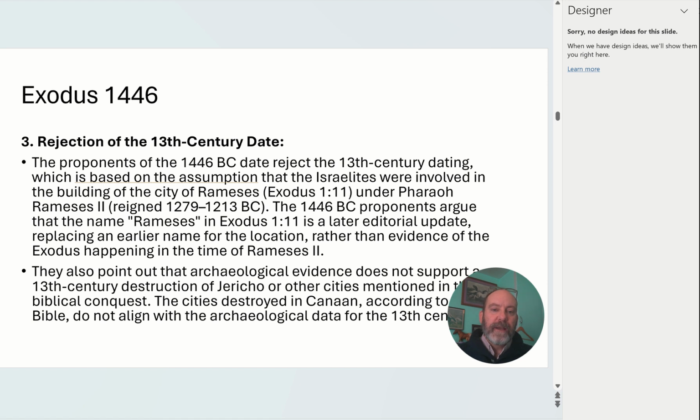When you're pointing out a name of your city, you don't use the old name for it. You use the modern name, the contemporary name that people are going to understand and know. I don't find that as being that big a deal. Certainly not enough to use that late date. They also point out that archaeological evidence does not support 13th century destruction of Jericho or other cities.